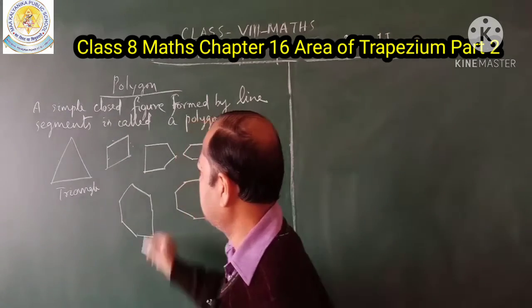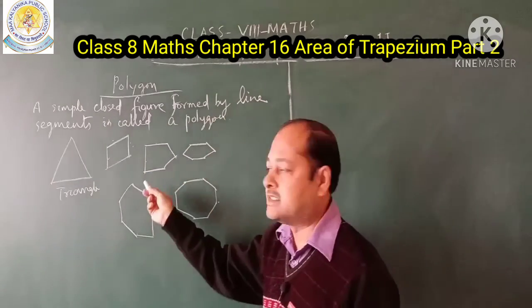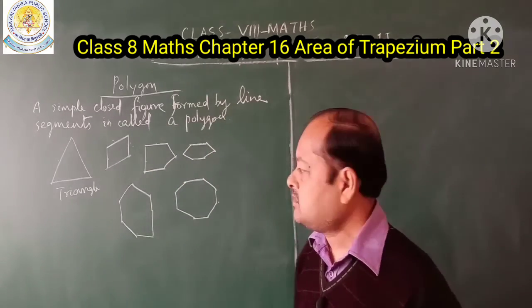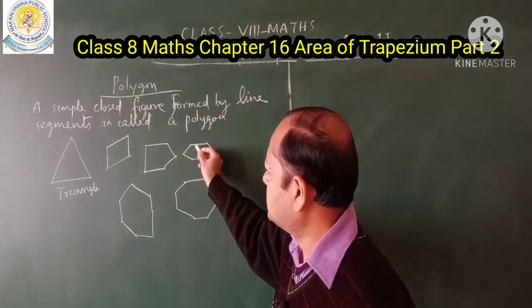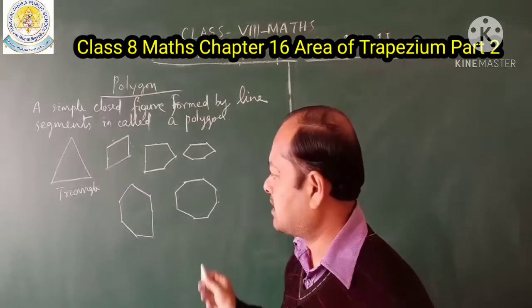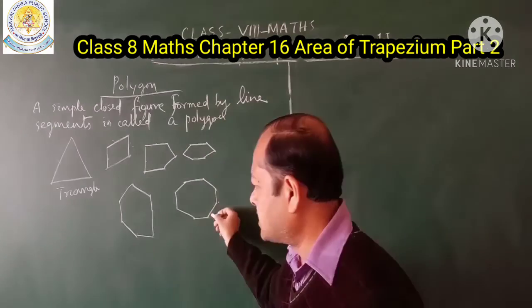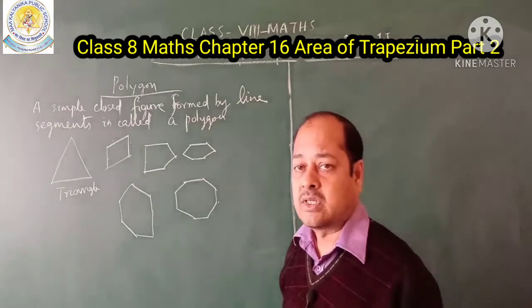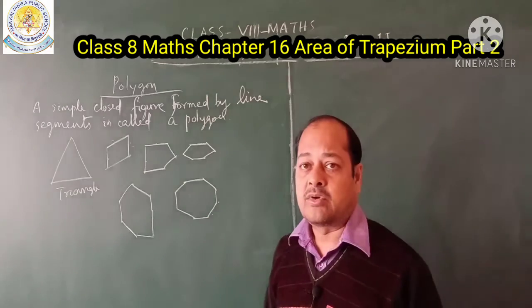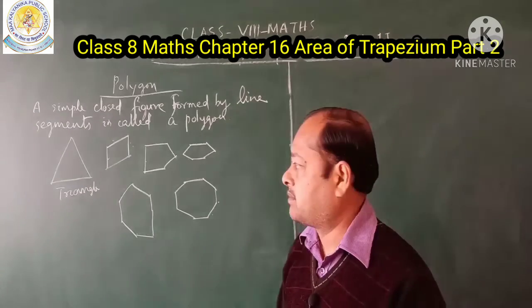This has 1, 2, 3, 4, 5 sides, so it is a pentagon. And here 1, 2, 3, 4, 5, 6 sides are there, it is a hexagon. And here 7 sides, it is a heptagon. 8 sides, it is an octagon. Likewise, and in your book up to octagon it is given. So there are different types of polygons.